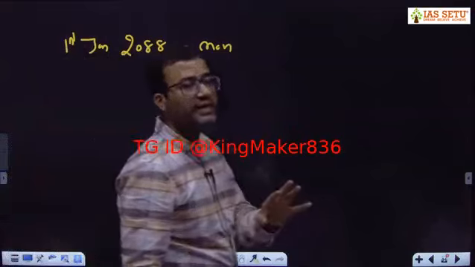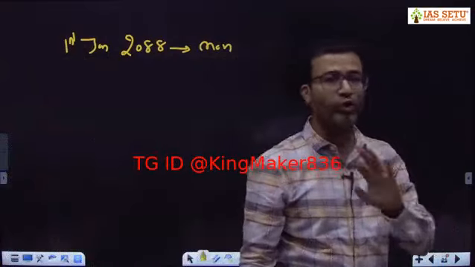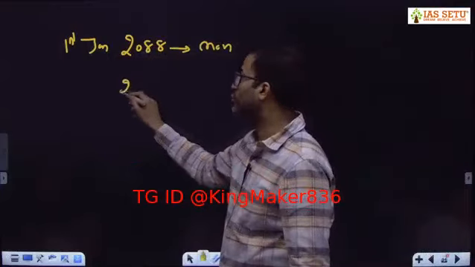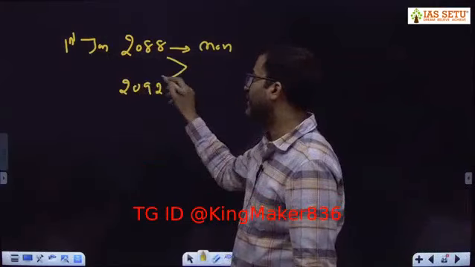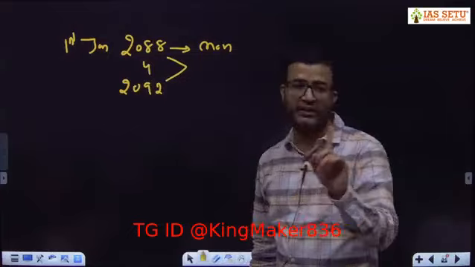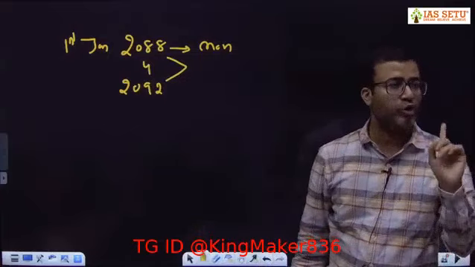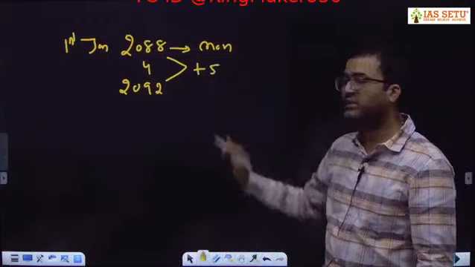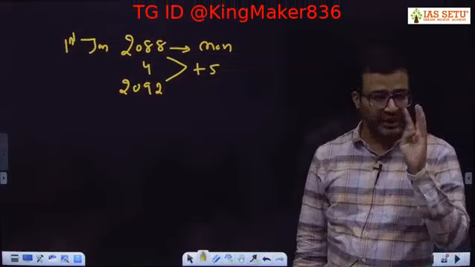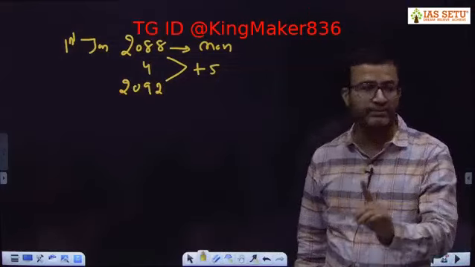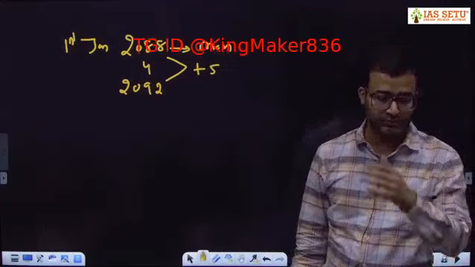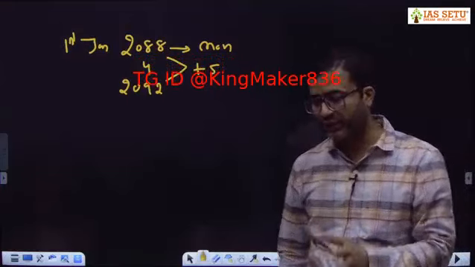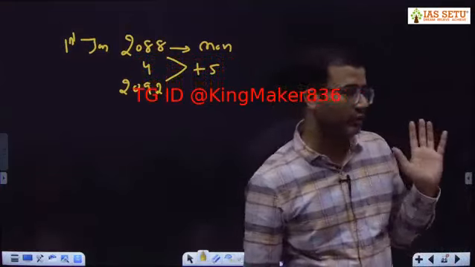But manually, I can suggest one thing: don't go year by year, go 4 years. We can jump 4 years. When you navigate from 2088 to 2092, there is a gap of 4 years with 1 leap year. A gap of 4 years with 1 leap year gives you 5 odd days. You can do this, you can jump a gap of 4 years, because a gap of 4 years with 1 leap year always gives 5 odd days. Write it down.